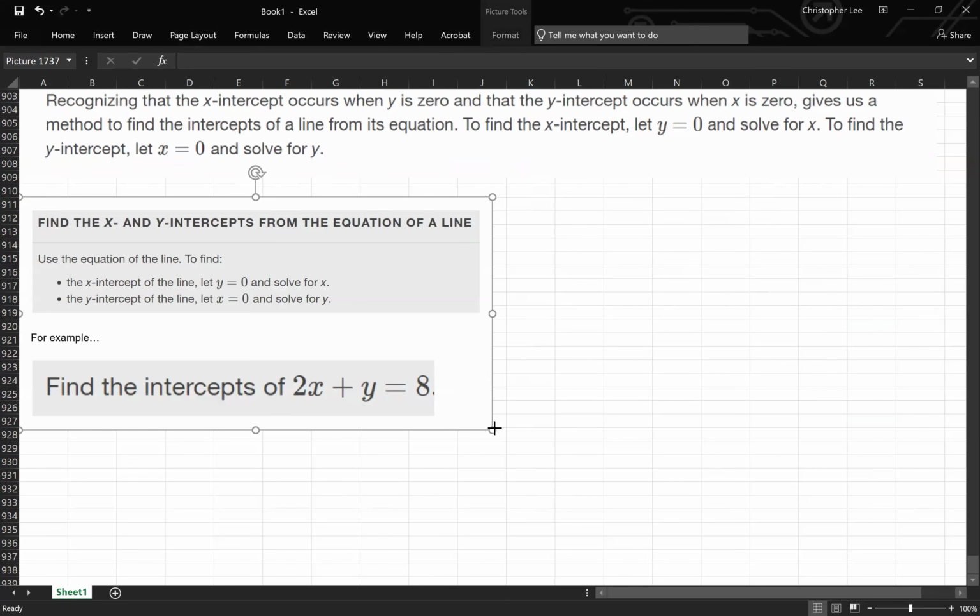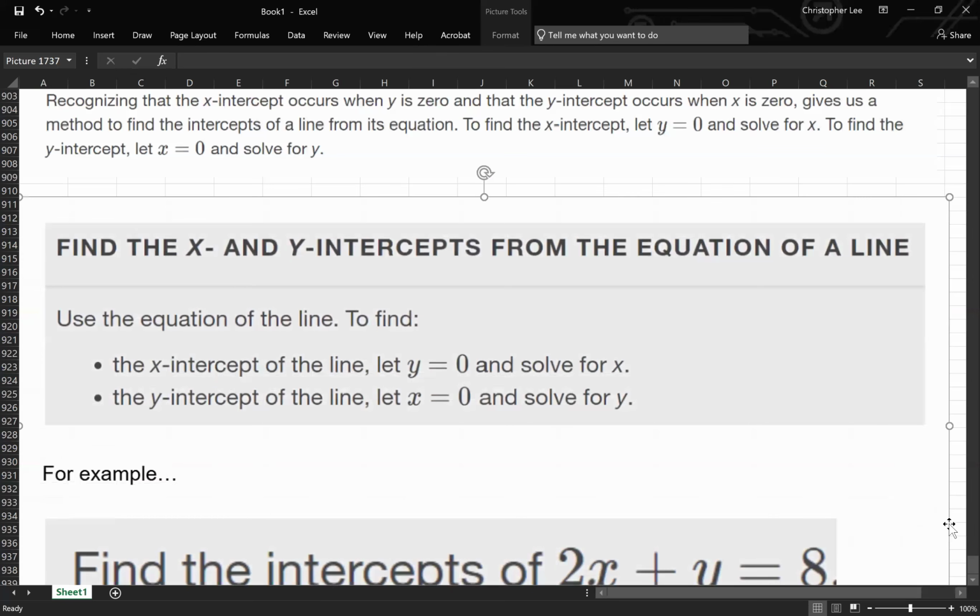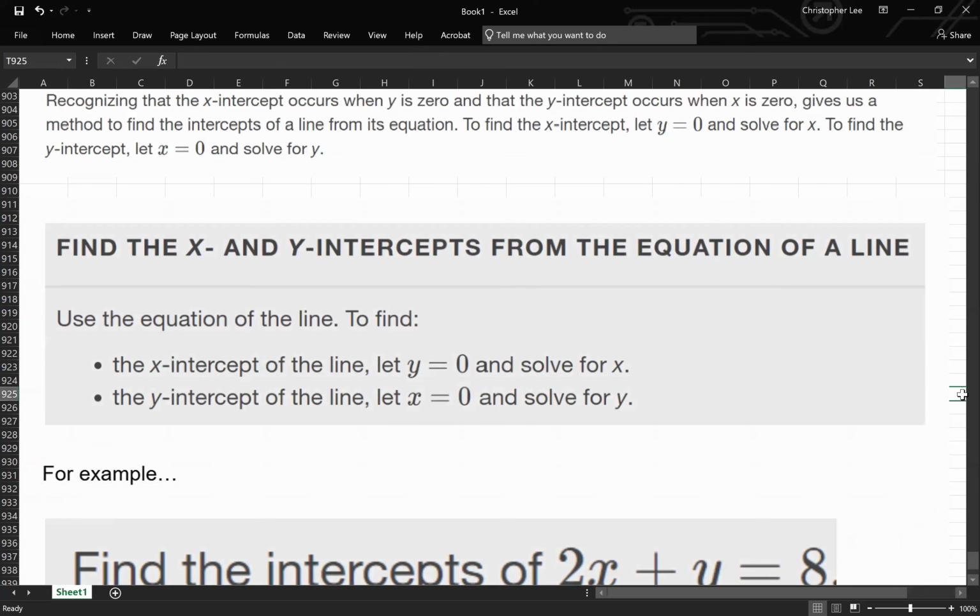So check this out, right? A little bit of notes first, right? So this is how to find the x and y intercepts from the equation of a line. You use the equation of the line to find the x-intercept of the line. Let y equal 0 and solve for x. That's simple, right? You're gonna have an equation. You're gonna plug in 0 for y and solve for x, and then boom, you found the x-intercept right there. For the y-intercept of the line, you're just gonna plug in x equals 0. Boom, plug in 0 for x, and whatever's left over, that's your y-intercept. You just solve for y.